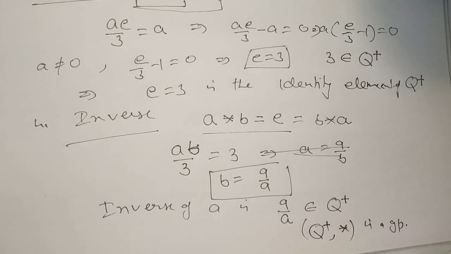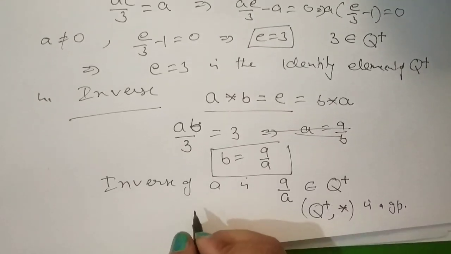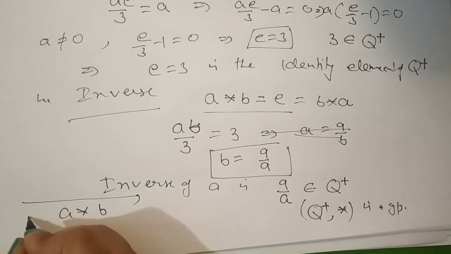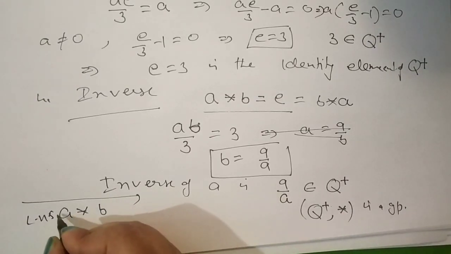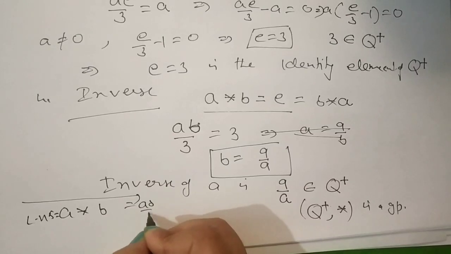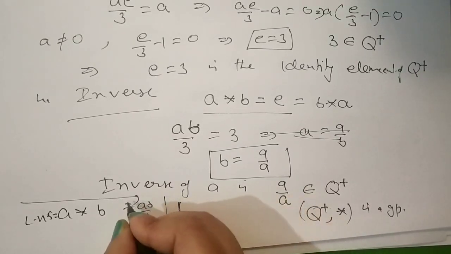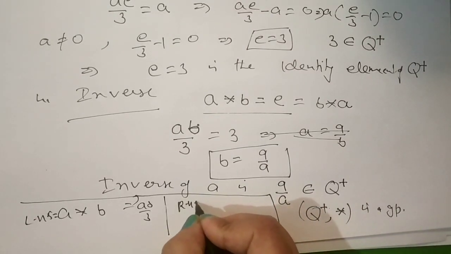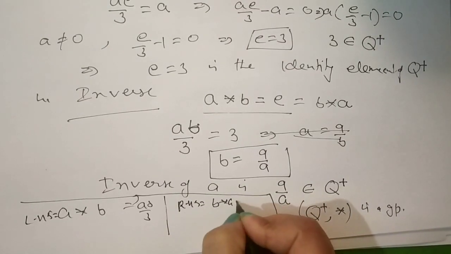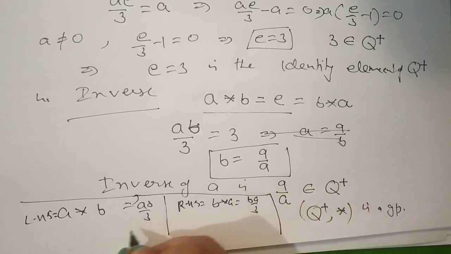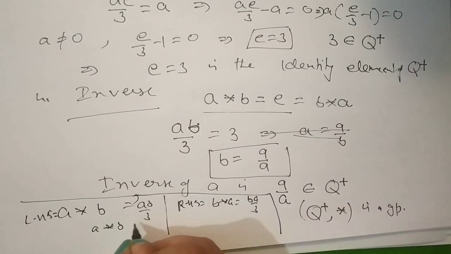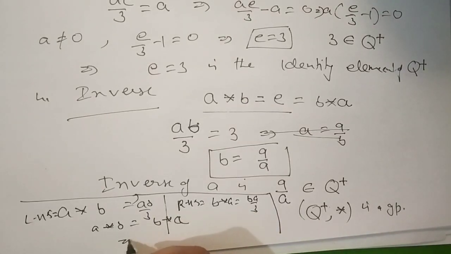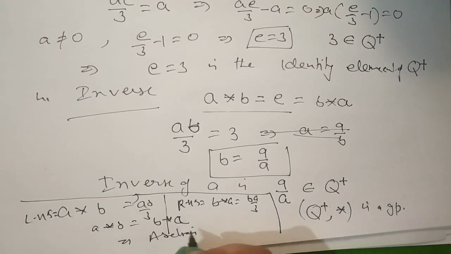You can also check whether it is a commutative group or not. For that you have to write A star B on the left hand side and solve this. It will be AB upon 3. On the other side, this is the extra part, if you have to check an abelian group, the right hand side is equal to B star A, which is B into A upon 3. So both are equal. Whether it is A into B or B into A, the product is always commutative. So these two things are equal, meaning this is an abelian group.